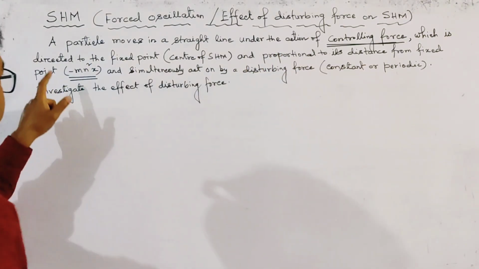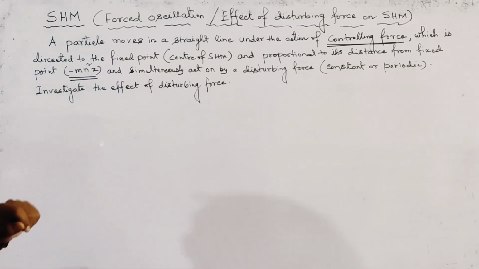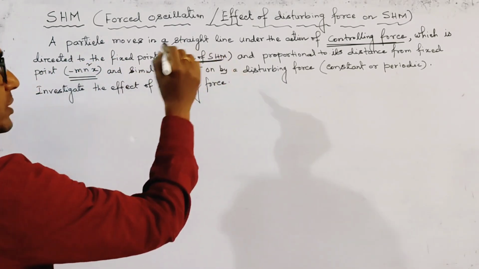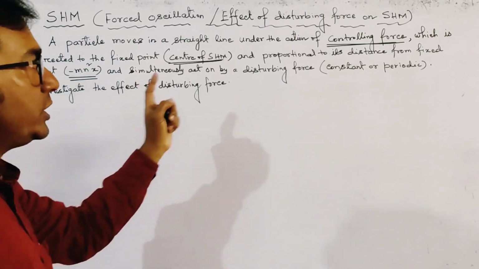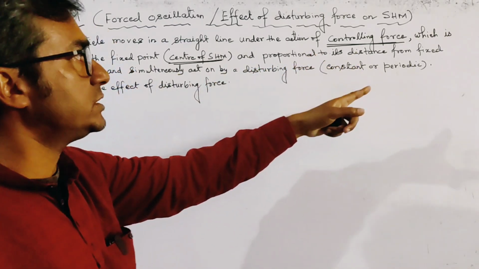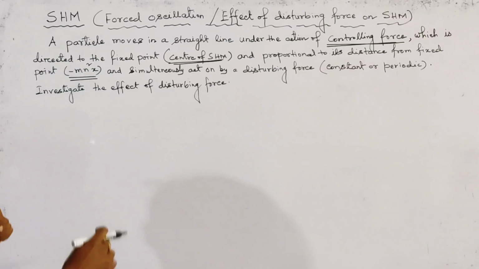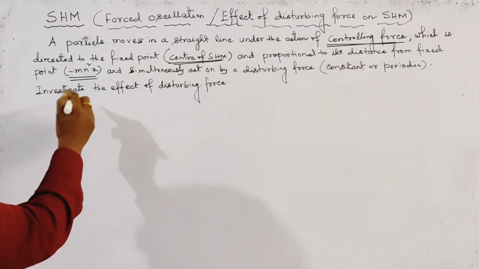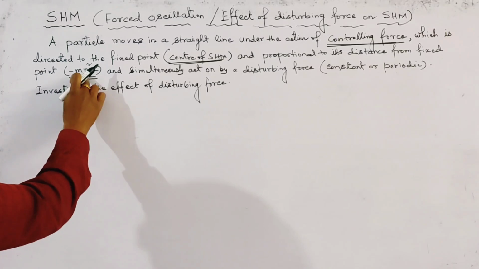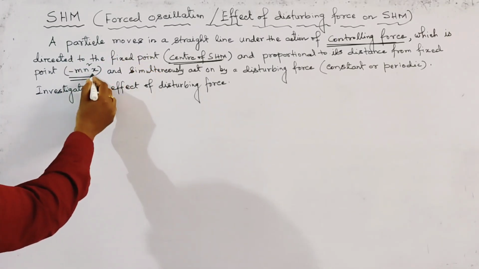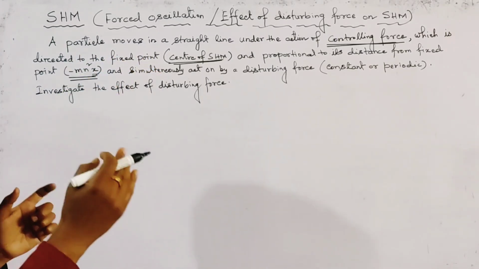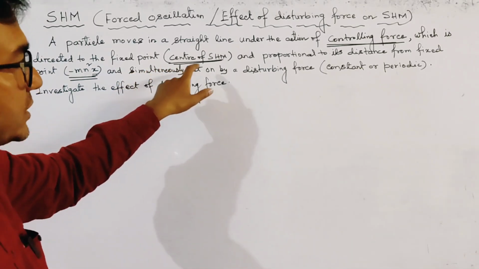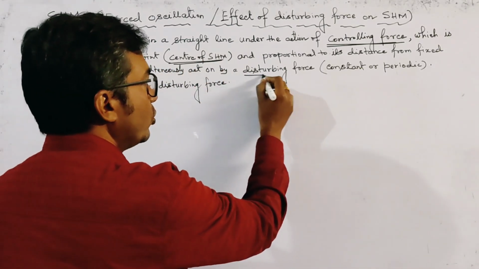...which is directed to the fixed point, and this fixed point is said to be the center of the simple harmonic motion. And we know that this is proportional to the distance from the fixed point, and the force is minus mn square x, where m is the mass, n square is a proportionality constant, and x denotes the distance from the fixed point, and simultaneously acted upon by a disturbing force.